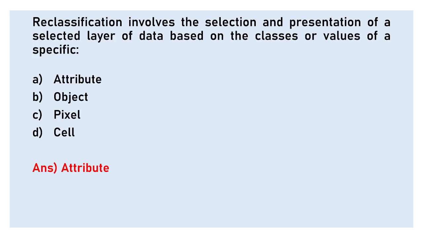The answer is attribute. You have this attribute table, no? So you have the information. For instance, the elevation details might be there in the attribute table. It might not be spatial data. So using that you can do the reclassification, or maybe some population data. So that also you can reclassify. So attribute is the one that you're selecting and presenting.